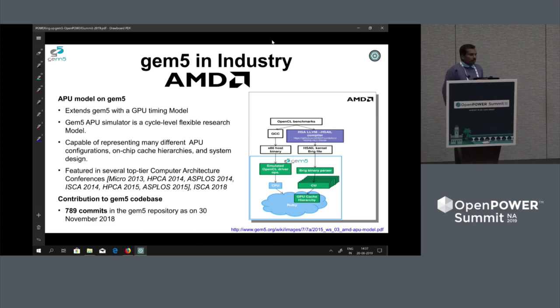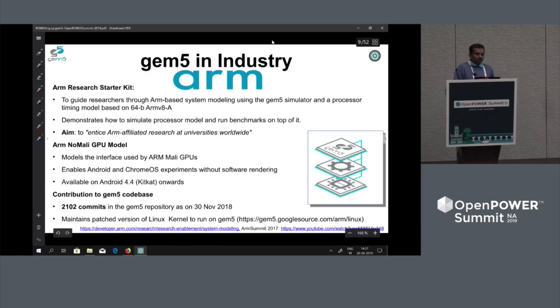Of course, the specific model that is in AMD's expertise is the APU. The APU modeling is cycle accurate in gem5, and you can also see the total number of commits is large, though a slightly dated number.